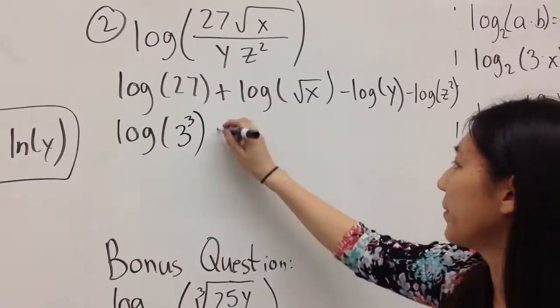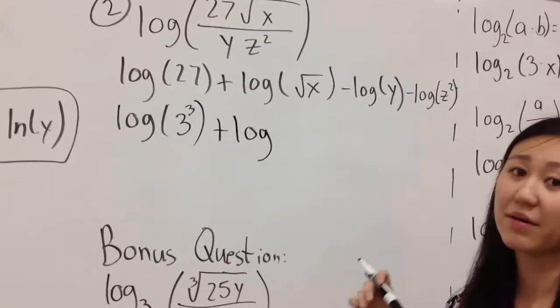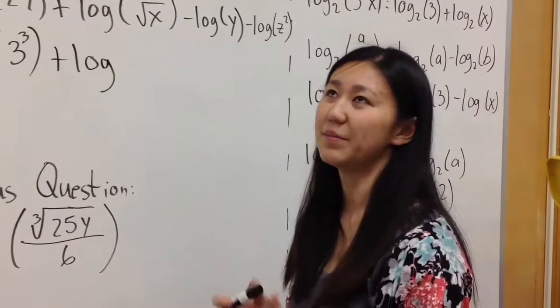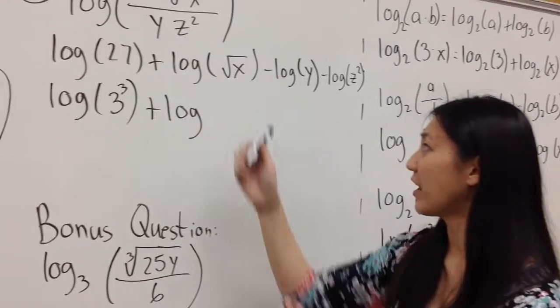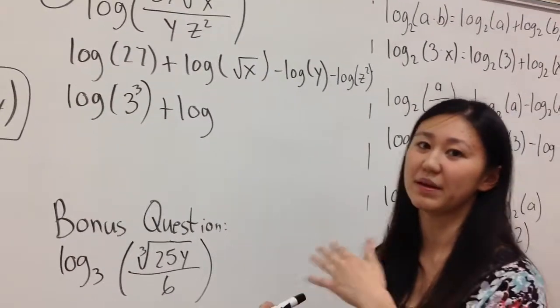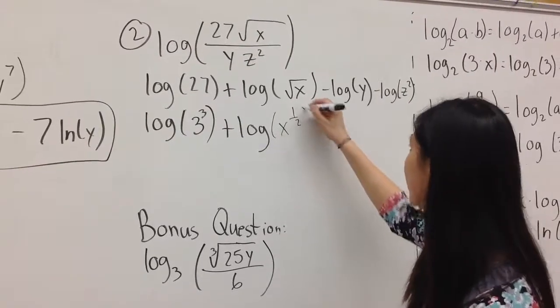This square root I can also write as a power. Now the square root is the power of 1/2. So like the cube root is the power of 1/3. Any fraction exponent, the denominator is going to be the root that you're taking. So it's going to be x to the 1/2 power here.